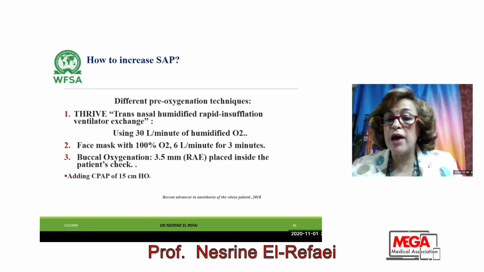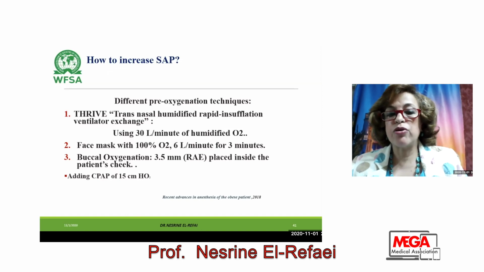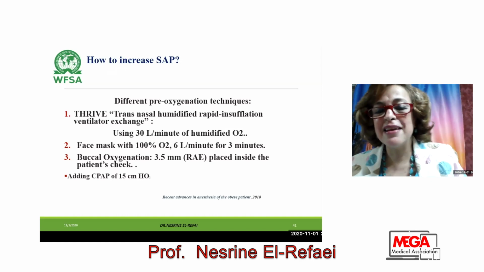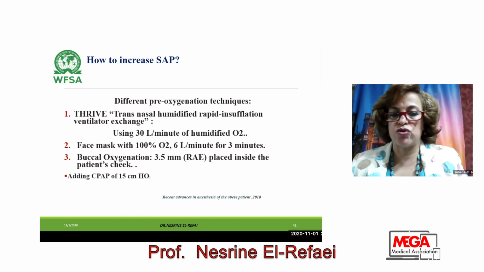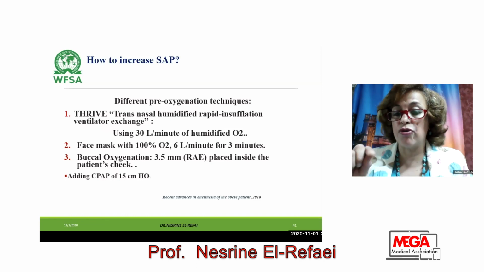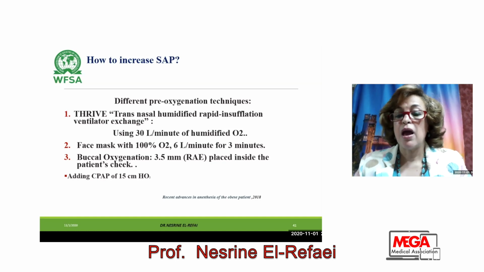Now, how to optimize and increase the safe apnea period? There are different pre-oxygenation techniques. One is called THRIVE, which means transnasal humidified rapid insufflation ventilatory exchange. Very easy. If you use this technique, use 30 liters per minute of humidified oxygen. Or simply use a face mask with 100% oxygen, 6 liters per minute for 3 minutes. Or buccal oxygenation, using a modified Ray tube of size 3.5 millimeter placed inside the patient's cheek, plus adding CPAP of 15 centimeters of water.